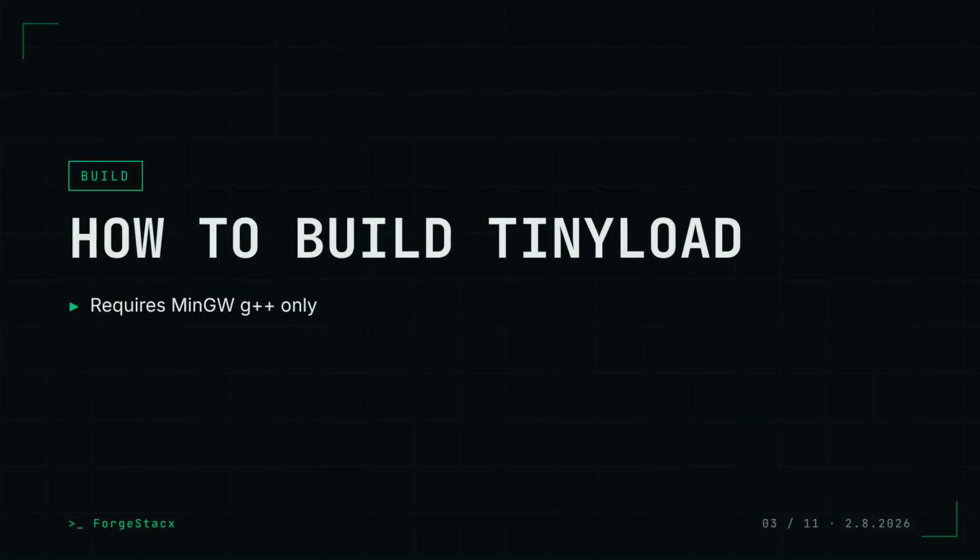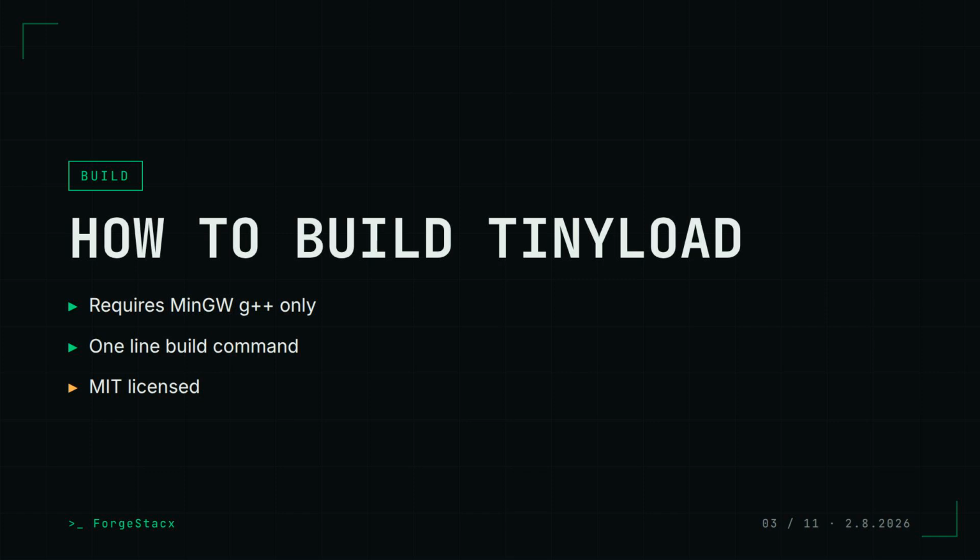Building TinyLoad is straightforward. You need MinGW with G++, and then you run a single command: G++ with the output flag pointing to tinyload.exe, the source file tinyload.cpp, the static flag, optimization level 2, and the silent flag. There is also a build batch file included. The project uses the MIT license, so you can use it freely in your own work.